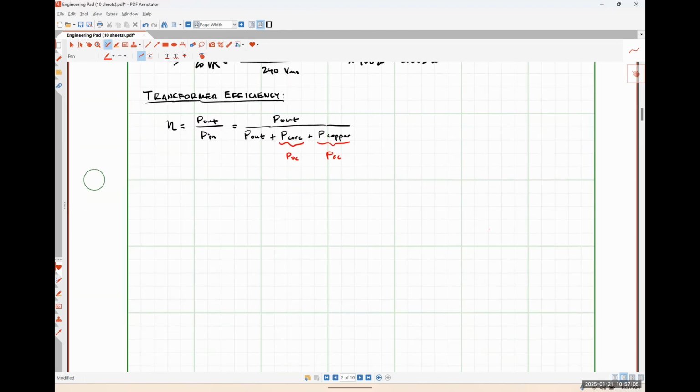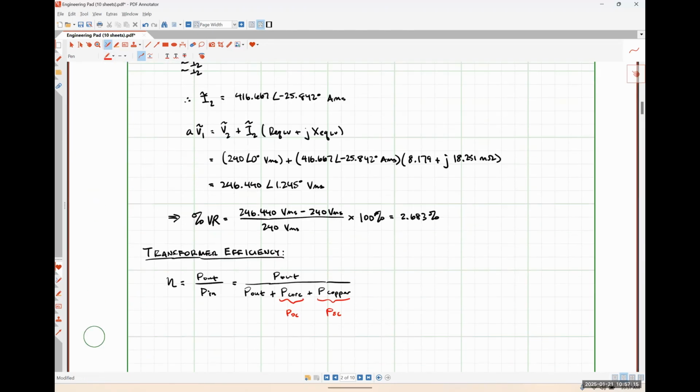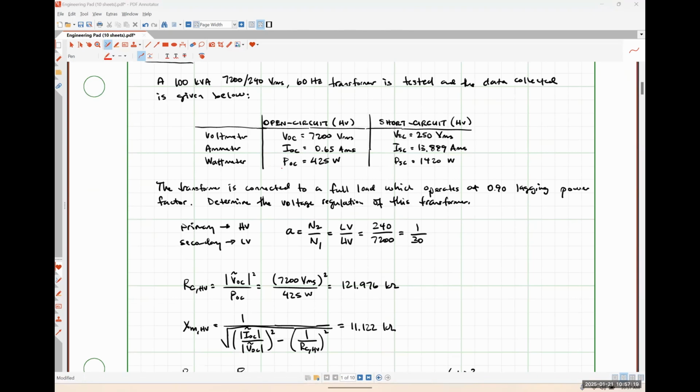So I want to expand this out a little bit more. OC is open circuit, SC is short circuit. Just to be real clear here, POC is something we measure during the open circuit test. PSC is something that we measured during the short circuit test.